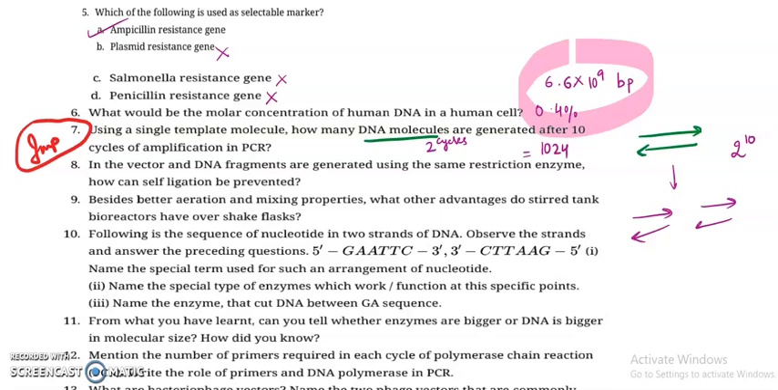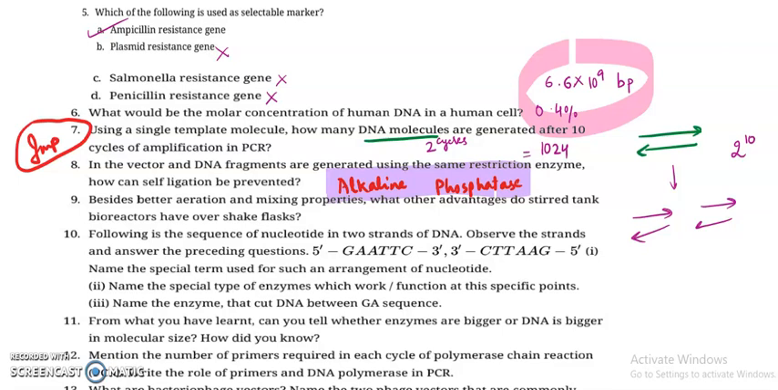If a vector and DNA fragments are generated using the same restriction enzyme, how can self-ligation be prevented? Unless it is suggested, they are not being ligated. So here the enzyme alkaline phosphatase is also important to learn, right? So alkaline phosphatase is used to prevent such self-ligation.